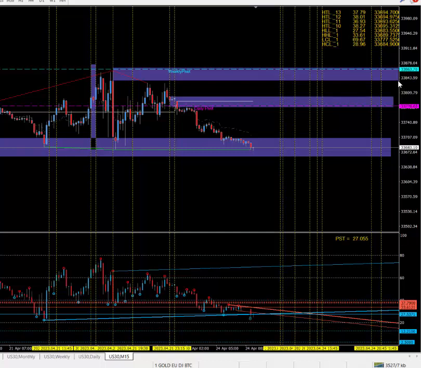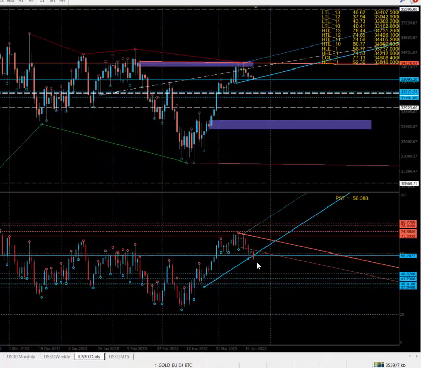So we've got two levels. It should come up. If you want to buy, you can buy from these levels to push up, and then you can look to sell, because we should break downwards in my opinion, simply because the PST is breaking down. That's a good sign.